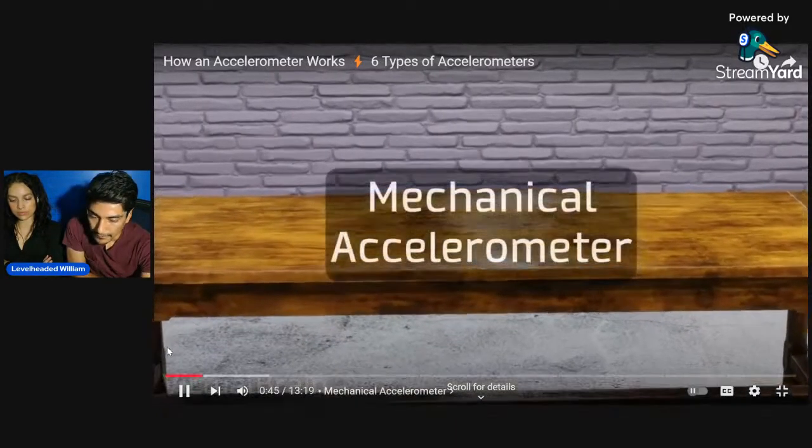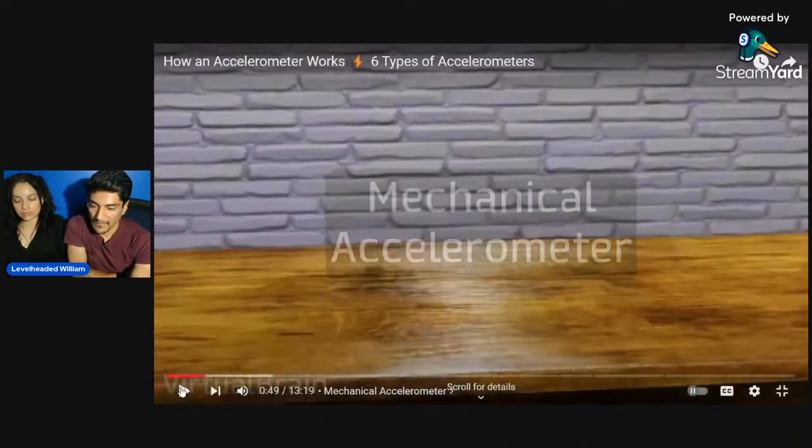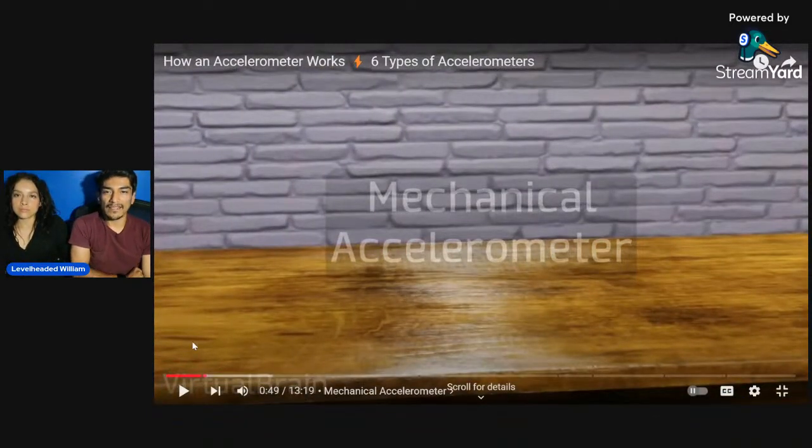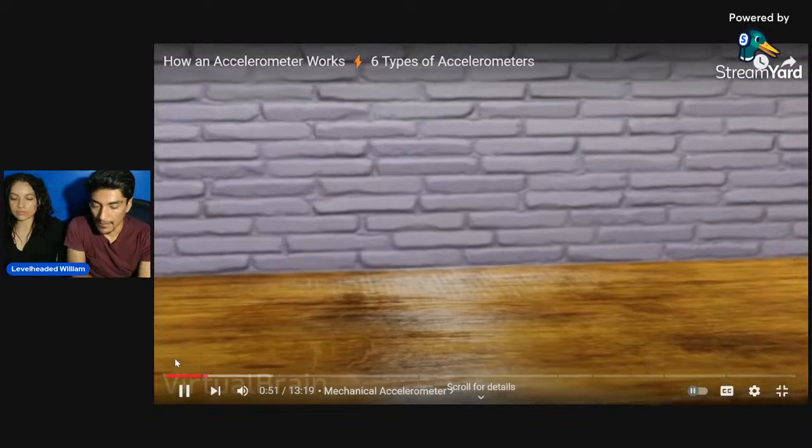We start with how a mechanical accelerometer works in detail, as this will give us the theoretical basis to understand how most of the other variants work. A mechanical accelerometer can be a simple accelerometer, like a water bottle with air and water, for example. That would be considered a mechanical accelerometer.